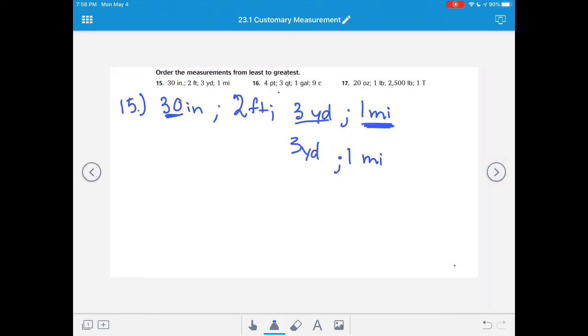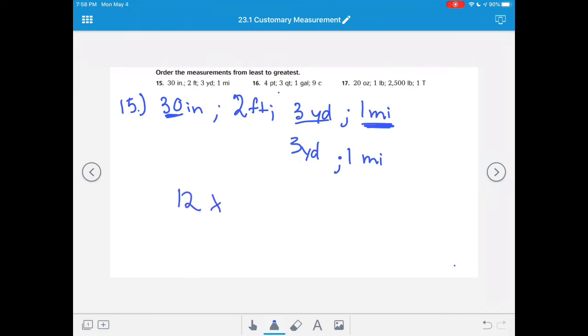So we're going from a larger unit to a smaller unit. Do you remember whether we multiply or divide? If you're going from a larger to a smaller, we multiply. So how many inches are in a foot? There's 12. 12 inches in 1 foot.